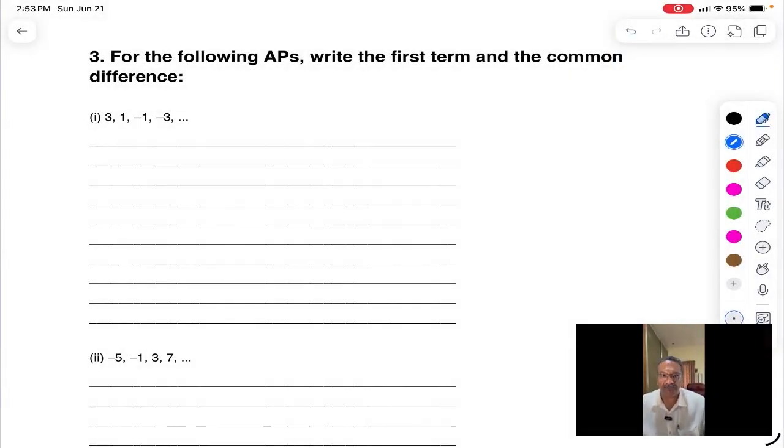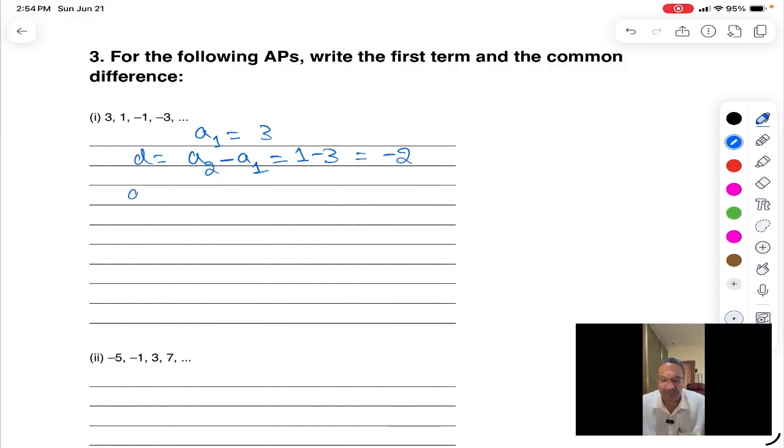Let us now come to the next question, question number 3. For the following arithmetic progressions, write the first term and the common difference. It is a very easy question. So, in the first case, the first term a1 is equal to 3. To find the common difference, what we do? We take an minus an minus 1. So, here to find the common difference, d is equal to a2 minus a1, which happens to be 1 minus 3, that is minus 2.